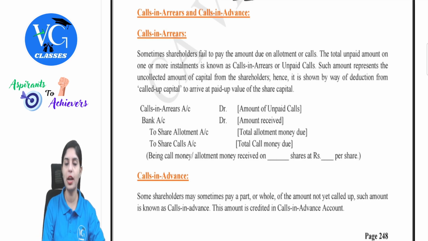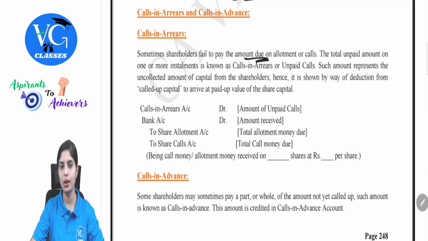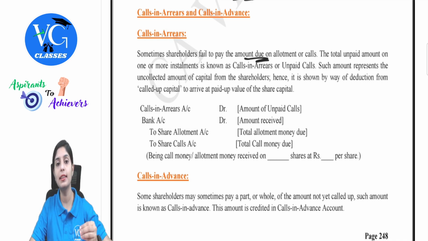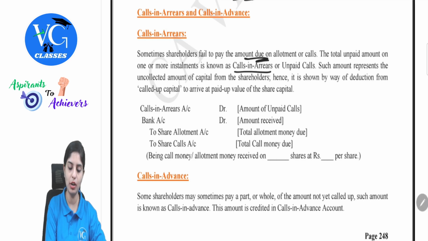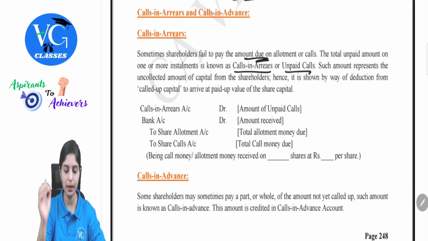See, sometimes shareholders fail to pay the amount due on allotment or calls. So it depends purely on the shareholder, because application he cannot do that, since that is nothing but a confirmation to just communicate that they are interested. Yes, the total unpaid amount on one or more installments is known as calls in arrears or unpaid calls. This is nothing but unpaid amount which is outstanding. Such amount represents the uncollected amount of capital from the shareholders.